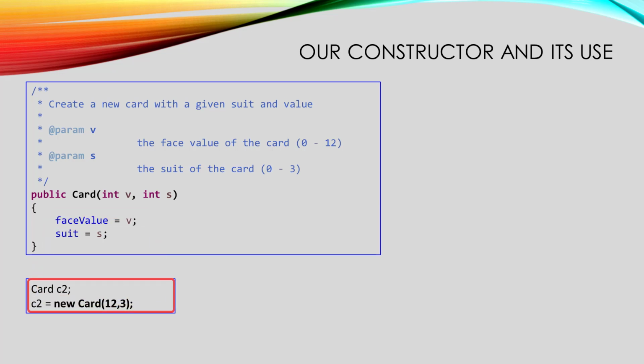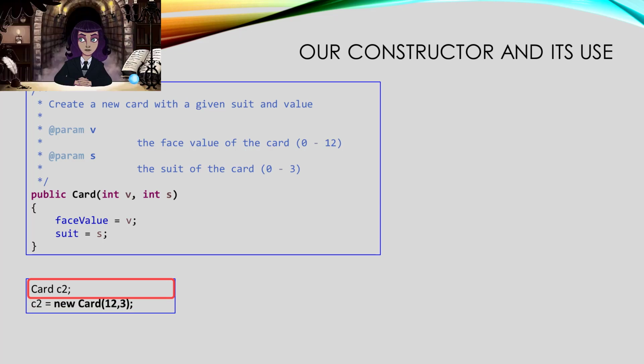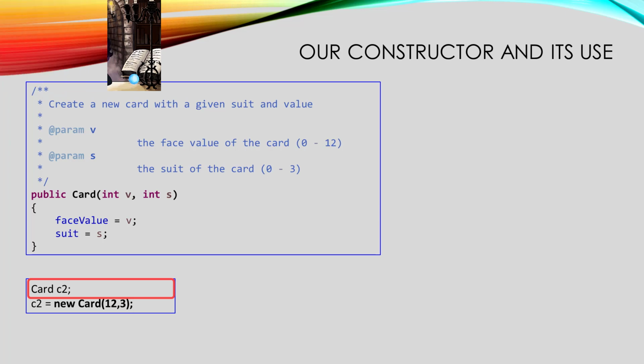This example shows how we create a new card. We've declared a variable named C2, whose type is card. Remember, one of the definitions of class is a new type we are creating. Since we have made a class named card, now we can have variables of that type. This code would reside outside of our card class.